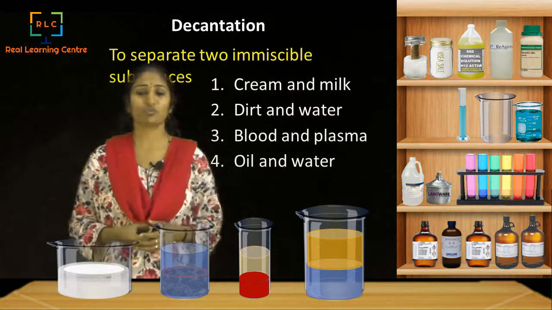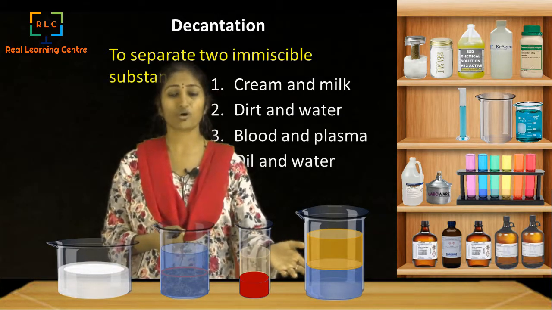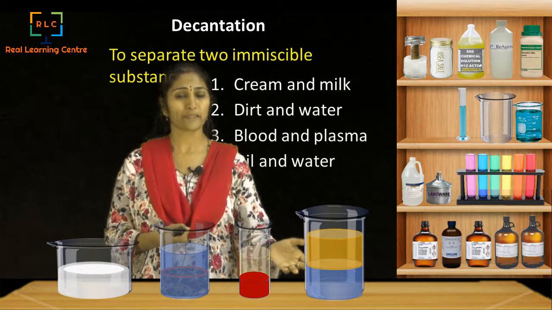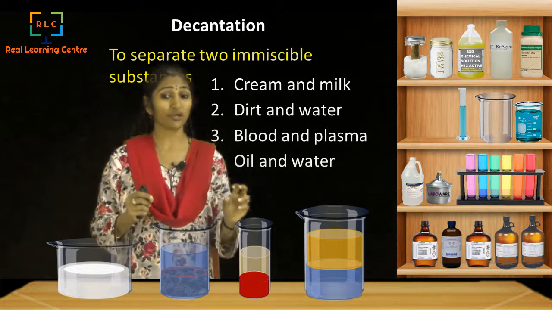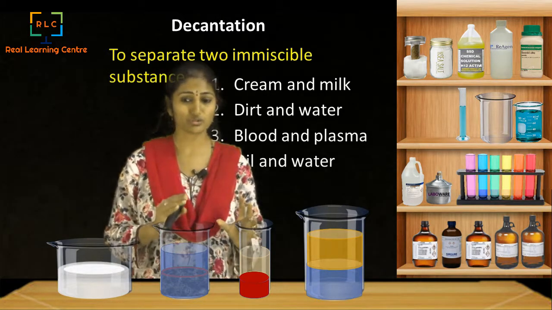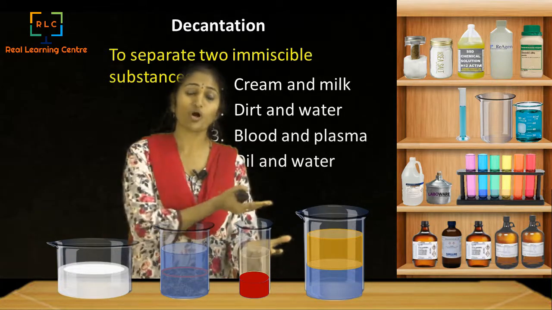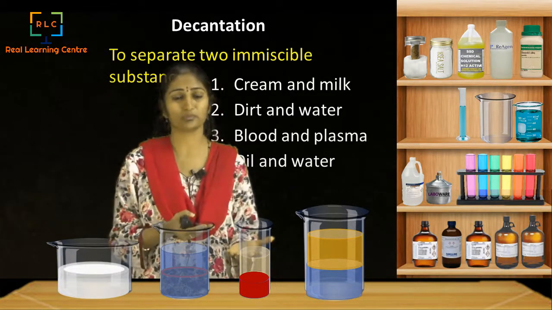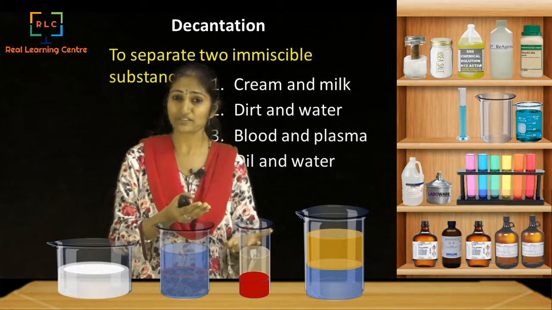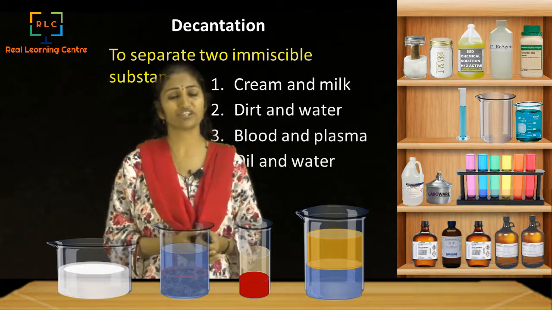The last one which we have right now is a mixture of oil and water. You know that oil and water do not mix with each other. And when they do not mix with each other, you see that water will always be at the bottom and oil will be floating on the top. Now this way I can separate water from oil by simply pouring it into another dish.